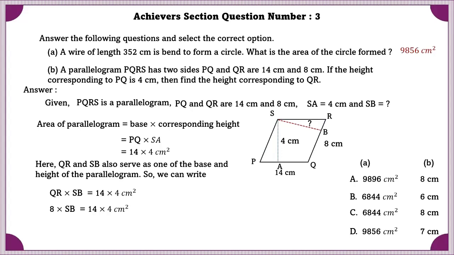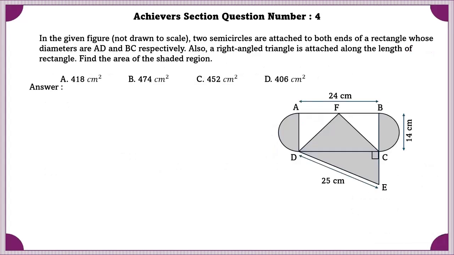Now, since we already know the value of QR, that is 8, we can substitute the value of QR and find the value of SB. Now, SB is equal to 7 centimeters. Therefore, the height corresponding to QR is 7 centimeters.